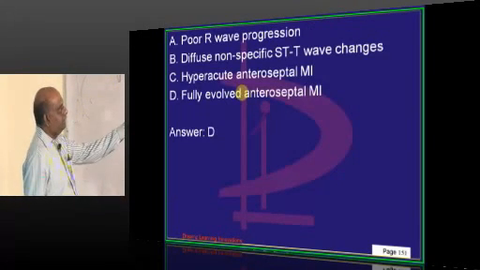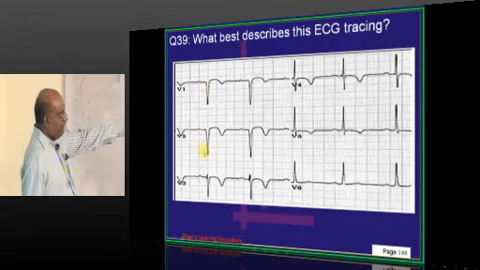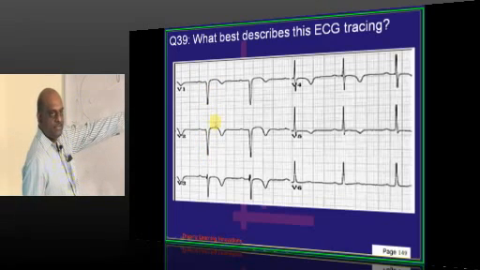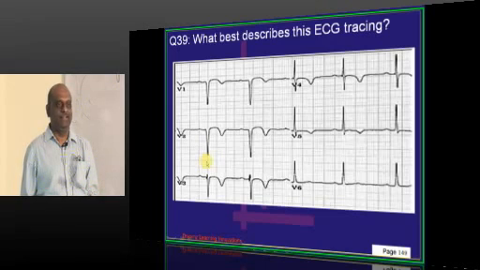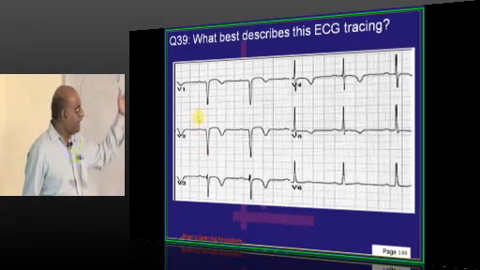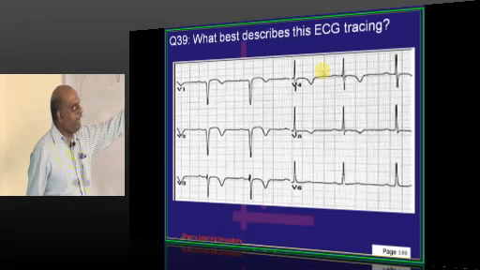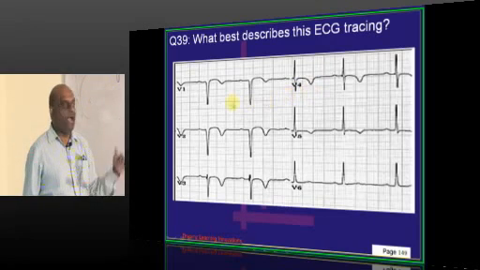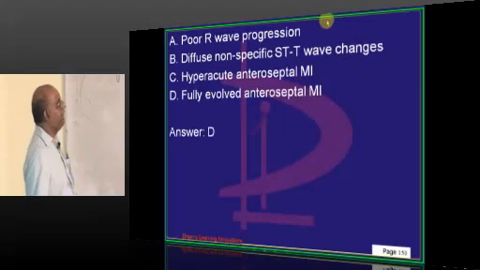Typically you are finding V1, V2 showing pathological Q waves. Any Q wave in V1, V2 is pathological. On top of it, it is very prominent. So what is the reason? V1, V2, V3, V4 are showing T wave inversion and Q wave. That's the reason: anteroseptal MI is what you have to basically remember.